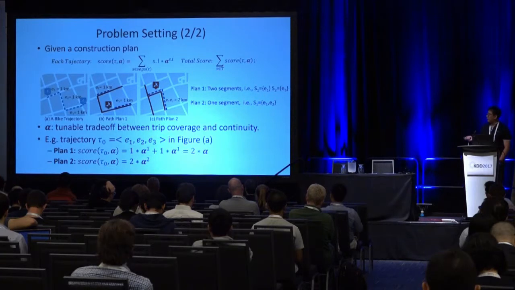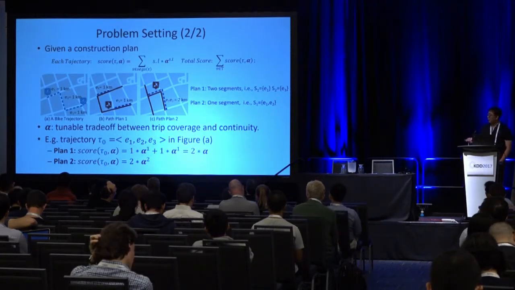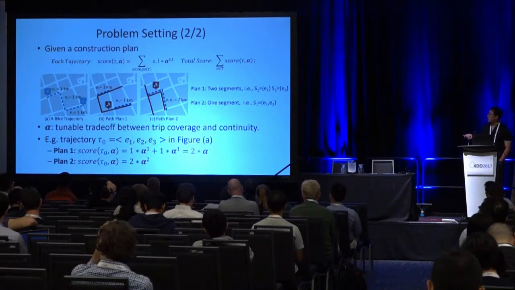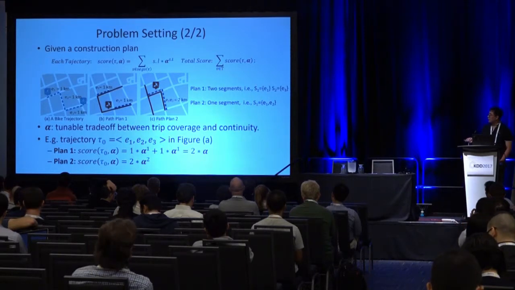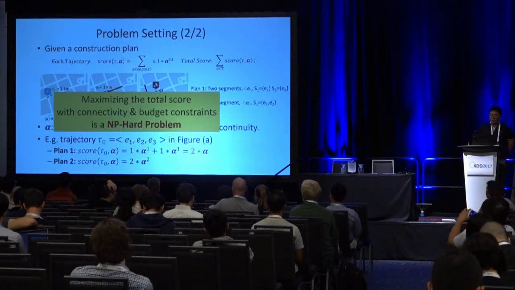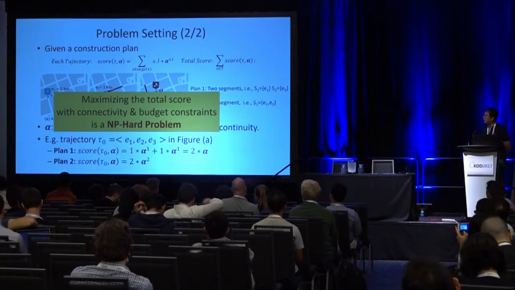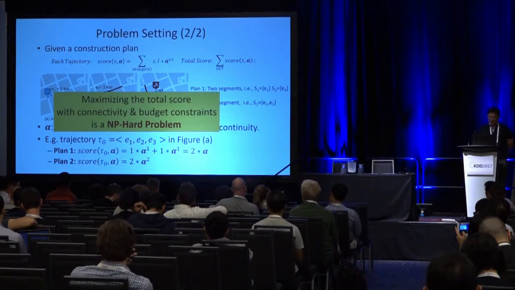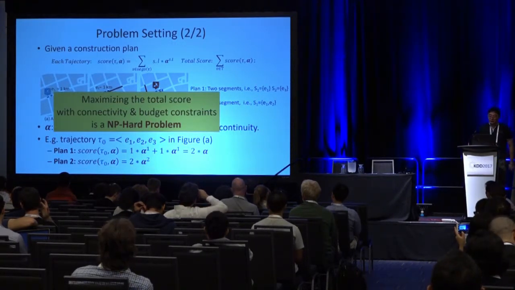For example, here, we calculate scores for these 2 plans. If we have an alpha with a large value, then we will have a better score for plan 2. So essentially, we want to maximize this total score, with these connectivity and budget constraints, which makes this problem a very NP-hard problem. You can see our proof in the paper.